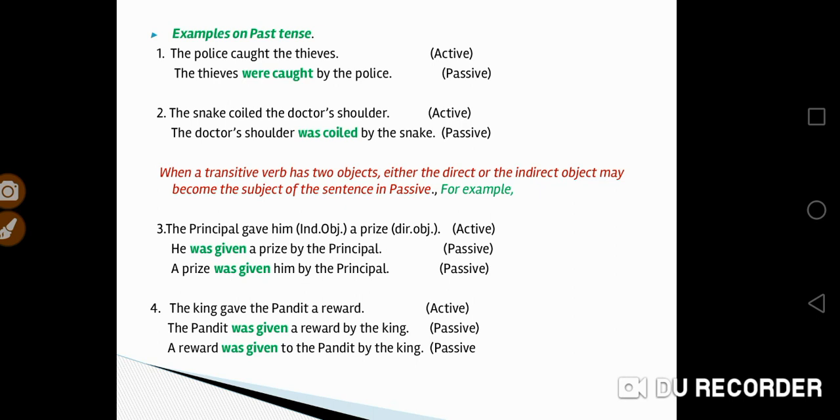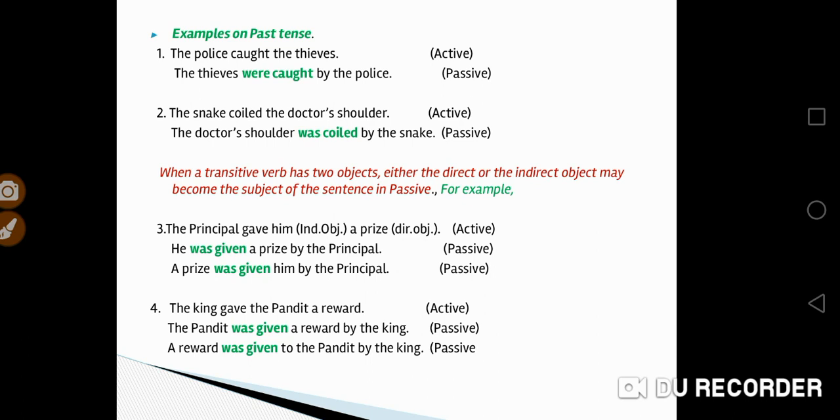When a transitive verb has two objects, either the direct or the indirect object may become the subject of the sentence in passive. For example, the principal gave him a prize. Here him is the indirect object and a prize is the direct object. So we can write in passive like this. He was given a prize by the principal, or a prize was given him by the principal.